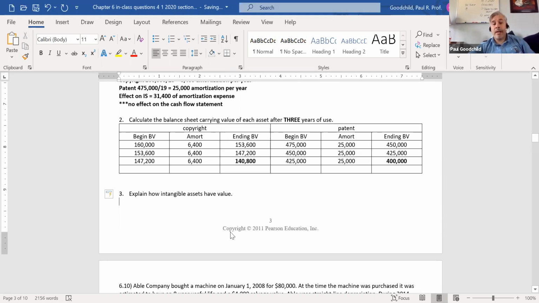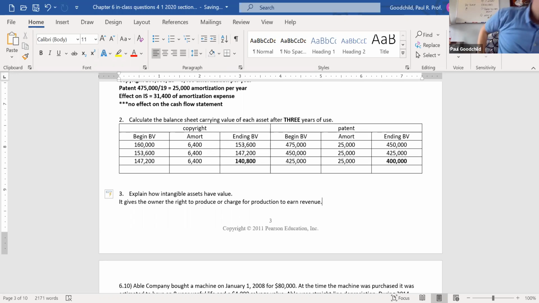it asks, explain how intangible assets have value, and essentially it gives the owner the right to produce or charge for production to earn revenue. That's how I would describe it. Textbook may have a slightly different definition, but that's where the value comes from. They create cash flows.